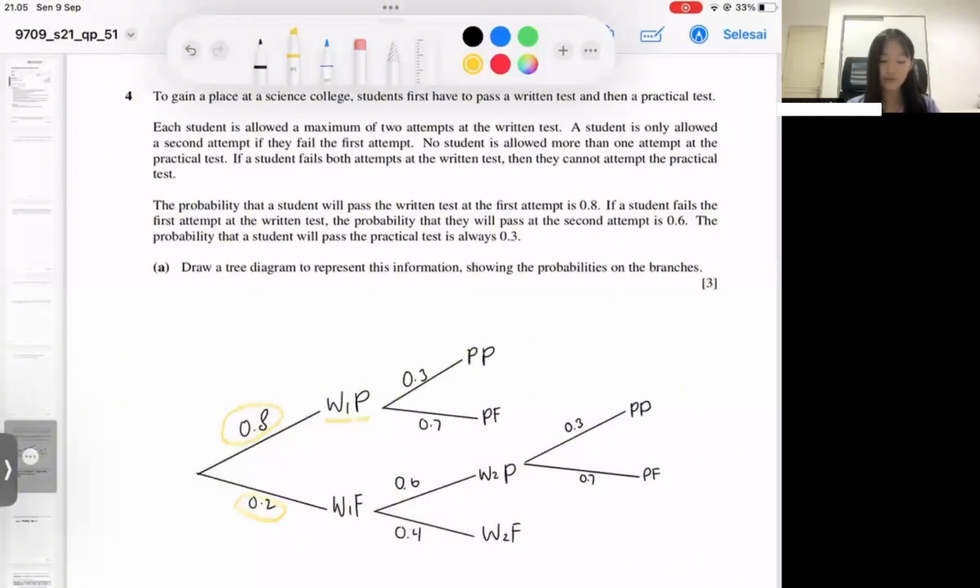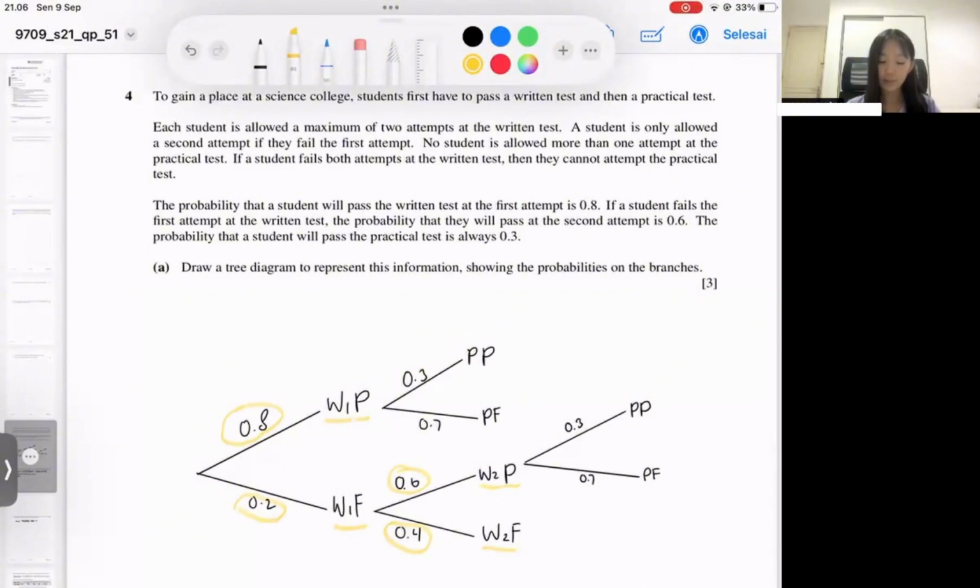If a student fails the first attempt at the written test, the probability that they will pass the second attempt is 0.6. So written test 2 pass is 0.6. So the probability of it failing is just 1 minus 0.6, which is 0.4.